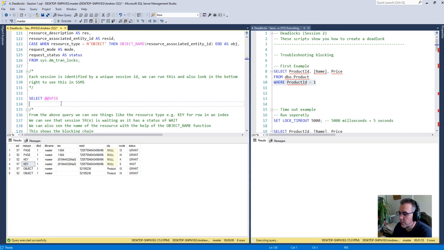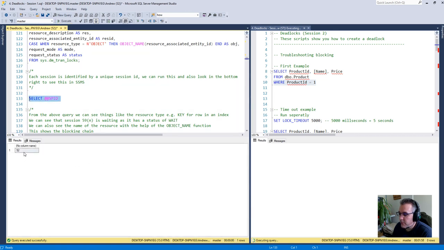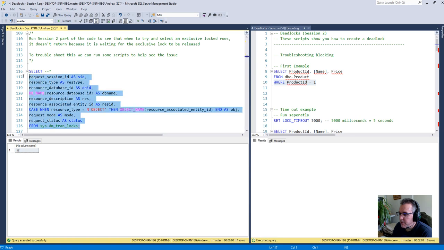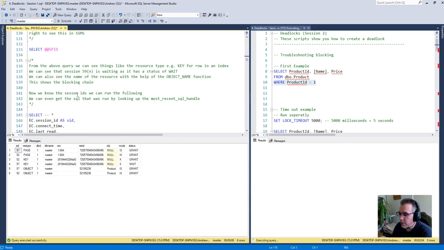We can also run this if we want to know our session. That tells us we're 52. So if I run this again, we'll just have a look at what this says. From the above query, we can see things like the resource type, e.g. key for the row in an index. We see the session. Ignore the numbers because these will be different. On my machine today it's 52, and as I say, 57. So let's change that to 52. It is waiting as it has a status of wait, and it's not 52, it's actually 57 because it's the other session. So session 1 is in this left window, session 2 is the other, and they're given different session IDs.